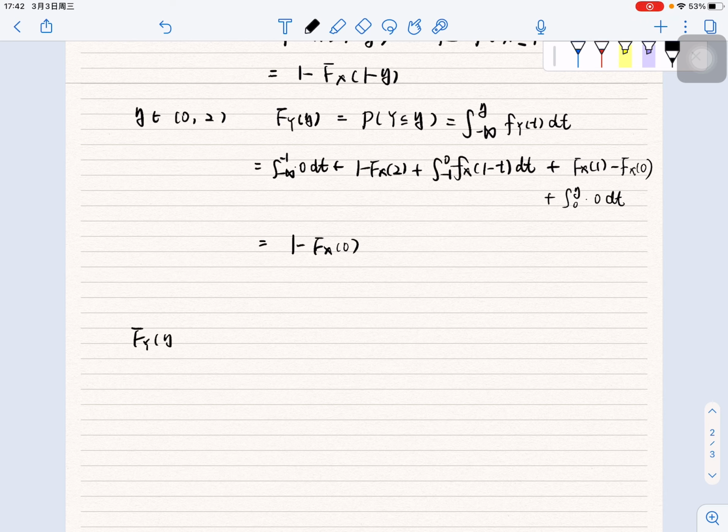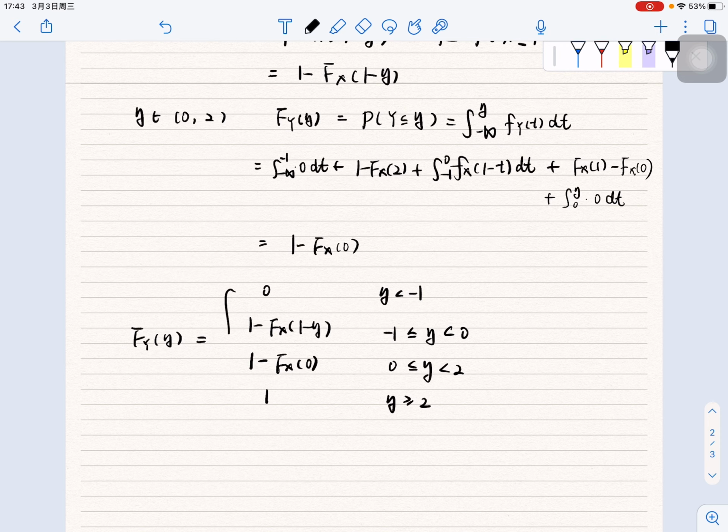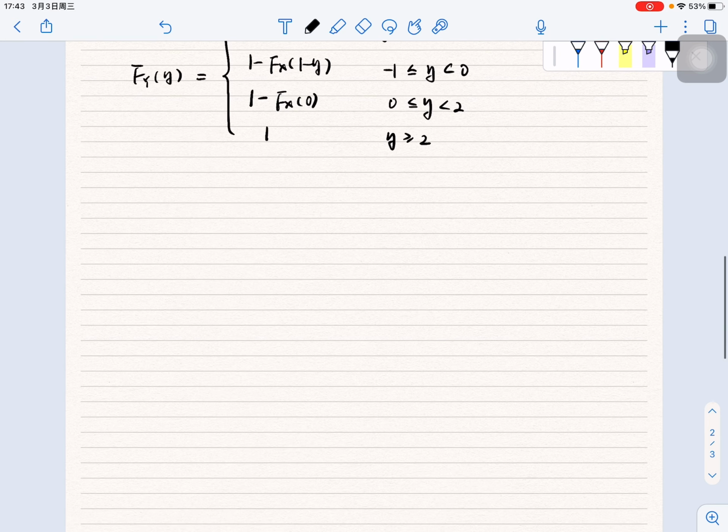The distribution function Fy equals 0 when y is less than minus 1, and 1 minus Fx(1 minus y) when minus 1 is less than y and less than 0, and 1 minus Fx(0) when 0 is less than y and less than 2, and the value 1 when y is larger than 2. And then we can draw the function into the picture.